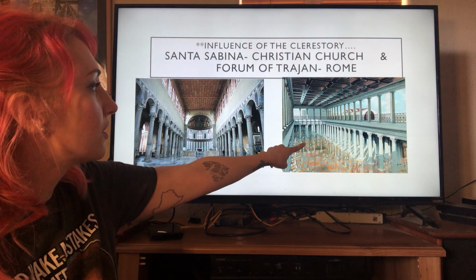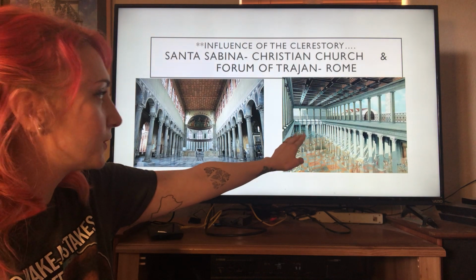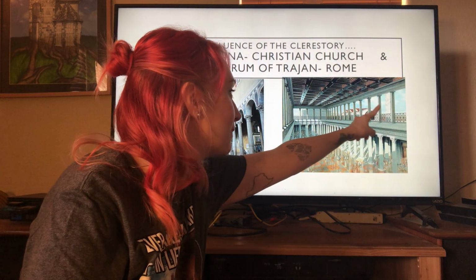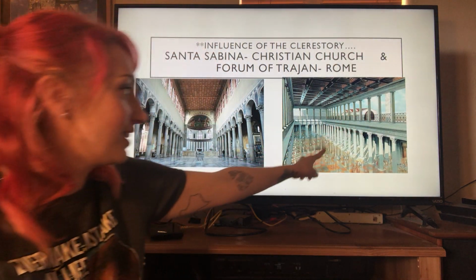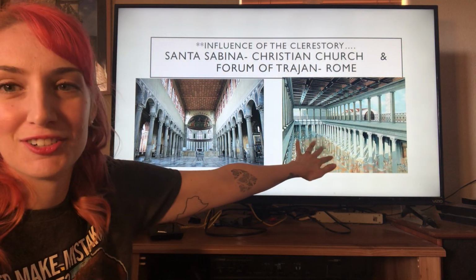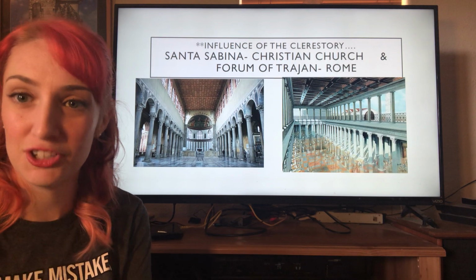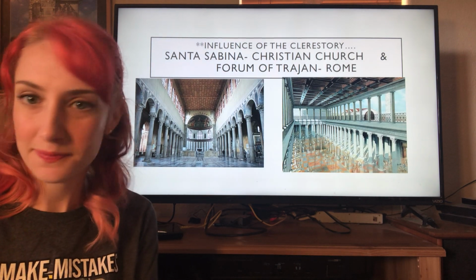We also see it with the Forum of Trajan in the Basilica Ulpia, the civic law courts. So here's in effect my clerestory with my light shining down into what will be a nave essentially, this big open central space area. And that all comes from the ingenuity of the Egyptians in the New Kingdom.